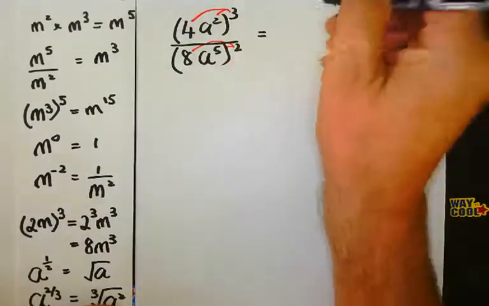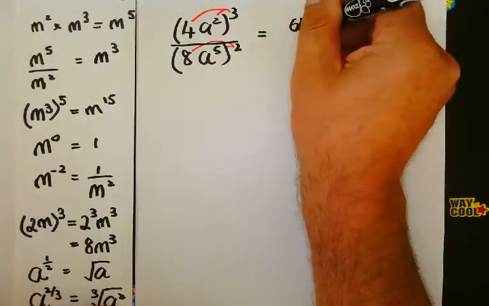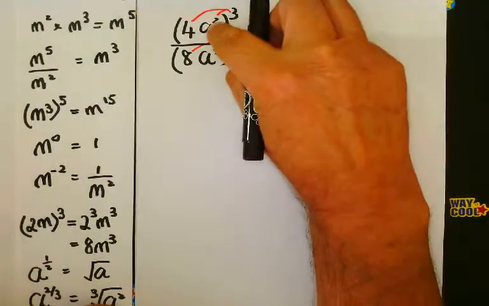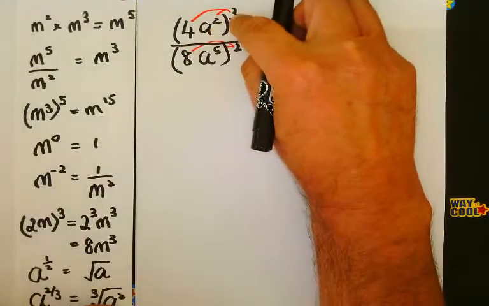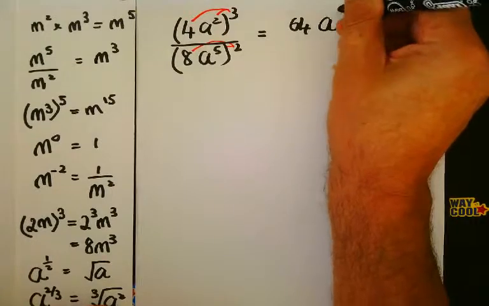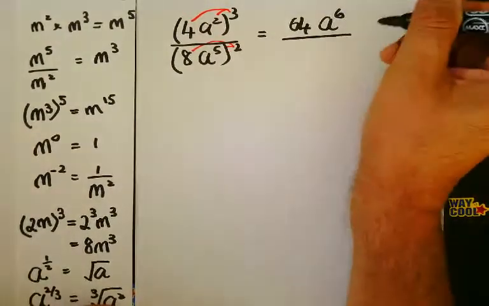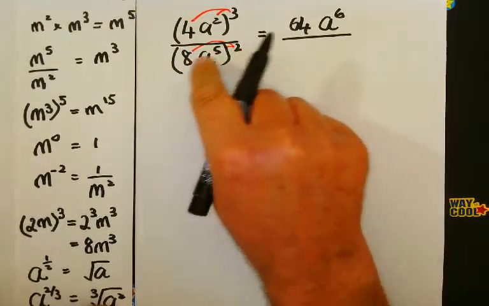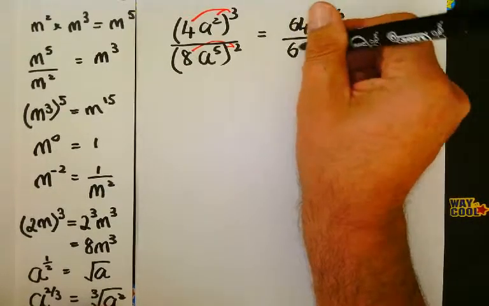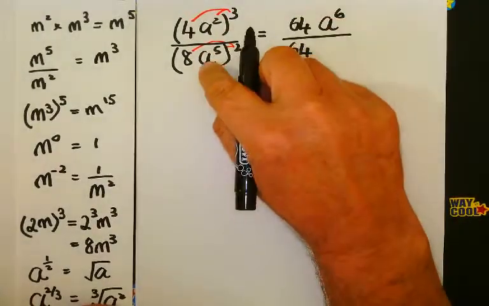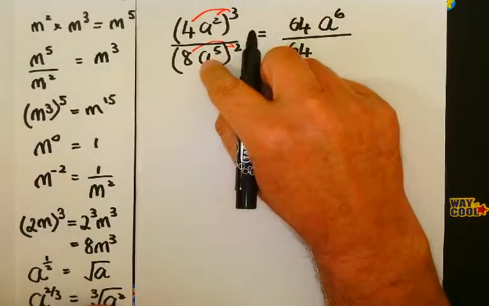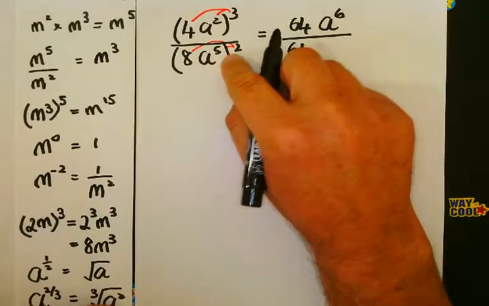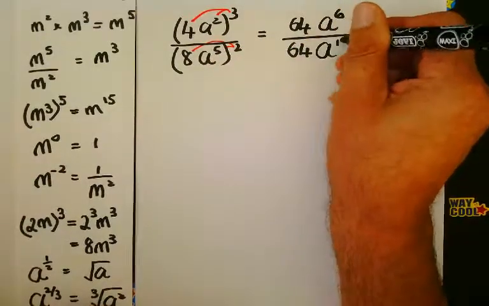So 4 to the power of 3, that's 64, 4 times 4 times 4, and 2 to the power of 3, that's just 6. In the bottom, 8 to the power of 2, 8 squared, nice, 64. And a to the power of 5 to the power of 2, so again multiply. That becomes a to the power of 10.